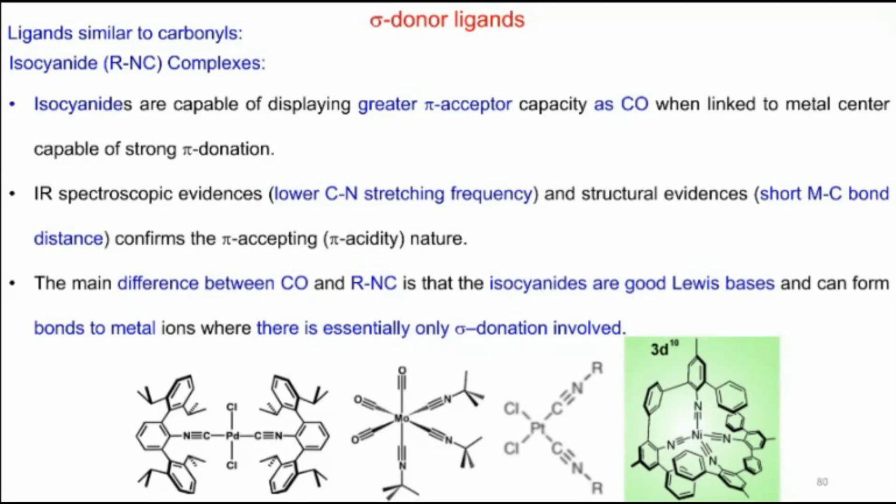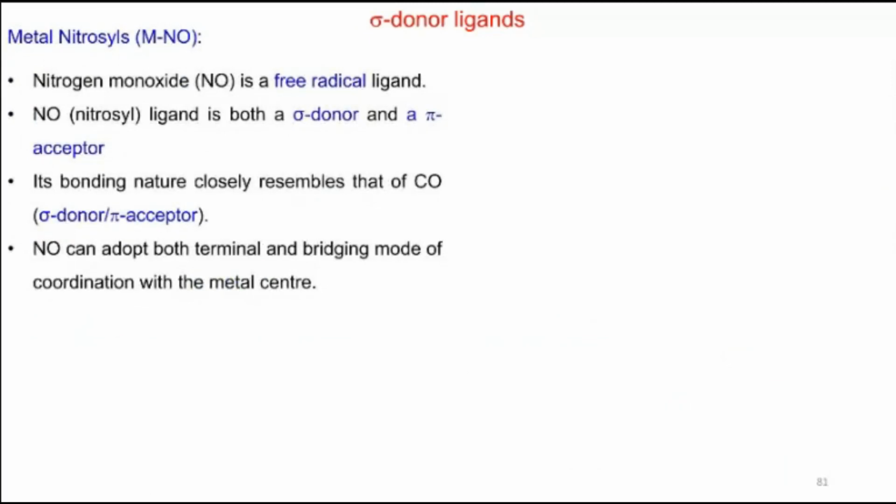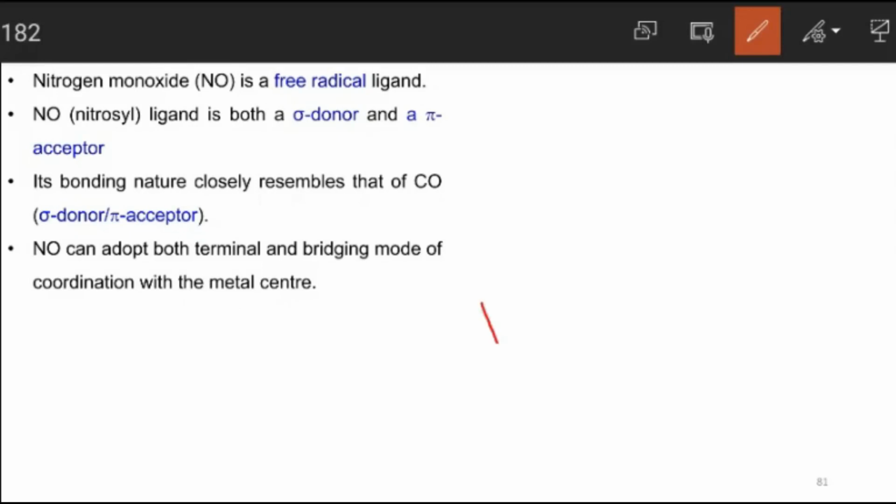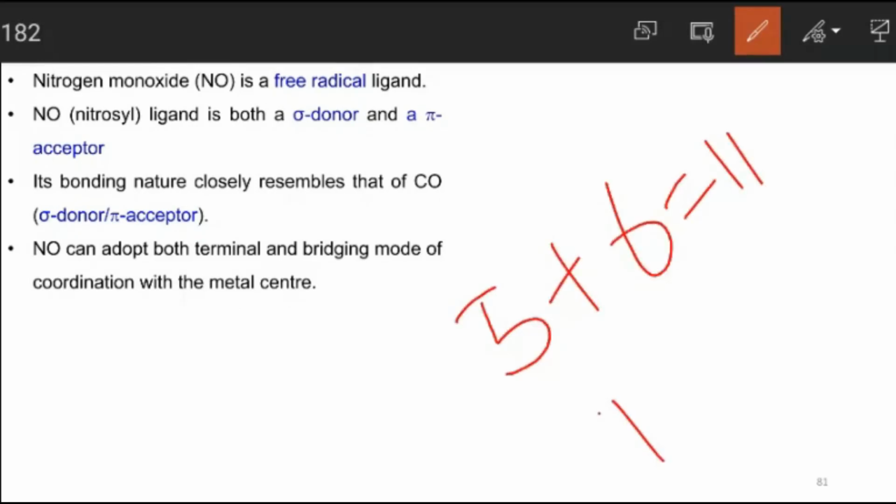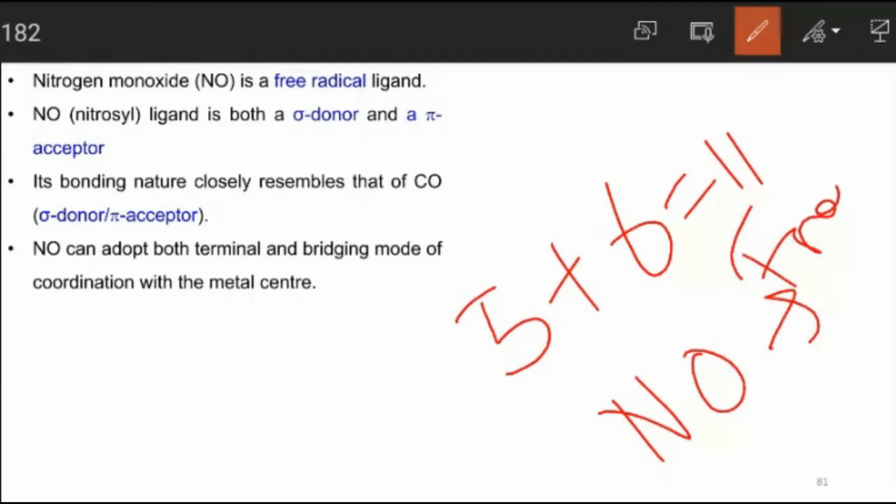Therefore, metal isocyanate, we can still call them an organometallic ligand. And then we move to the important class of the organometallic ligand, nitrosyl, that is called nitrogen monoxide. If you count the total valence electrons, 5 from nitrogen and 6 from oxygen, total 11 electrons. Therefore, neutral nitrogen monoxide is actually a free radical, having one electron in the anti-bonding orbital.